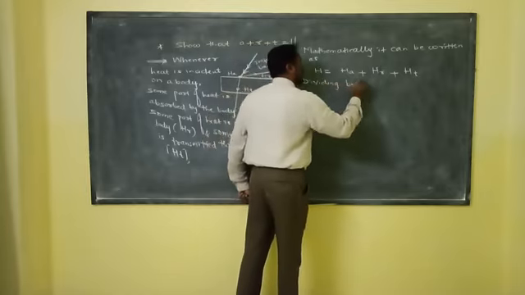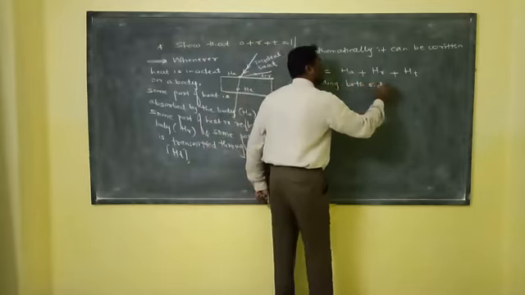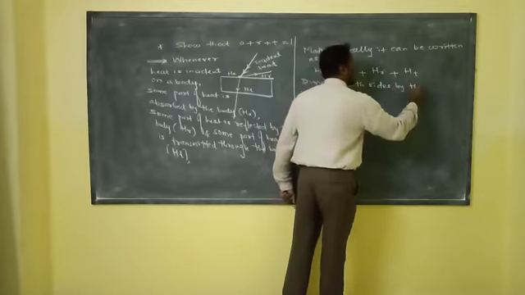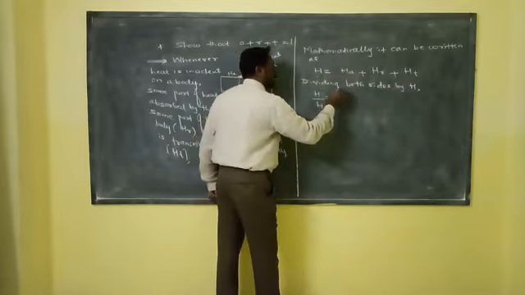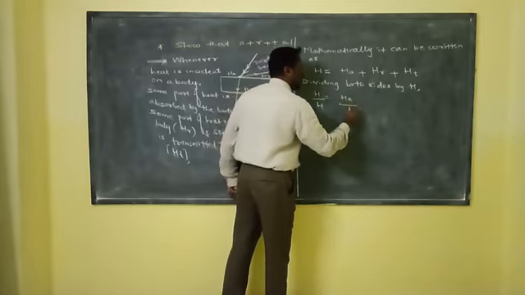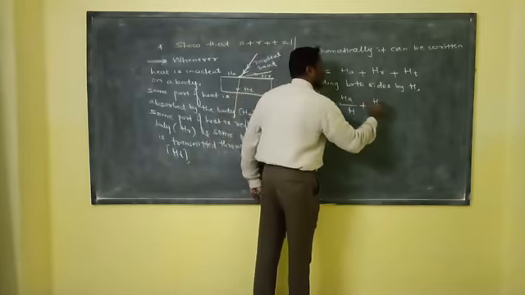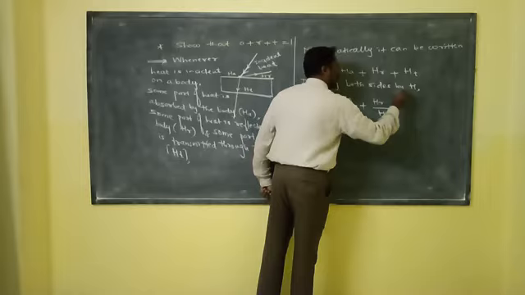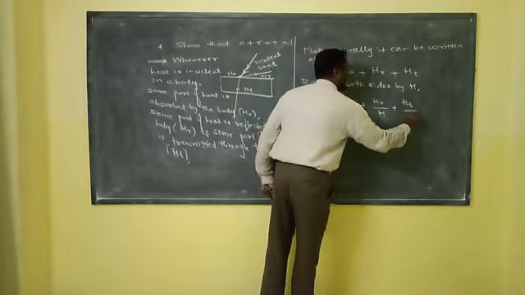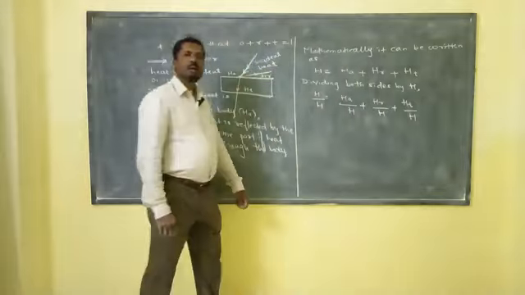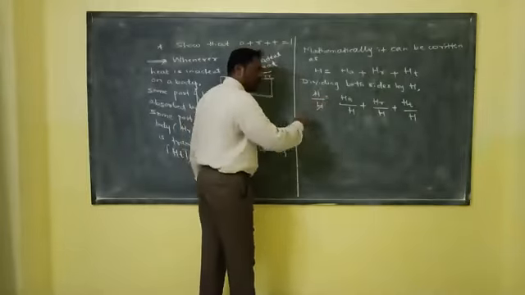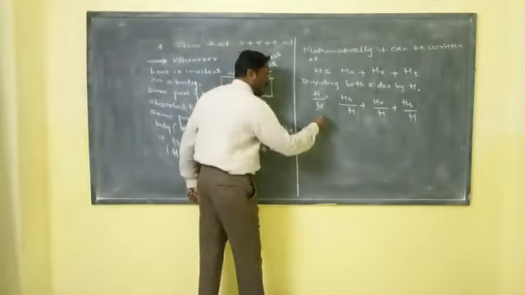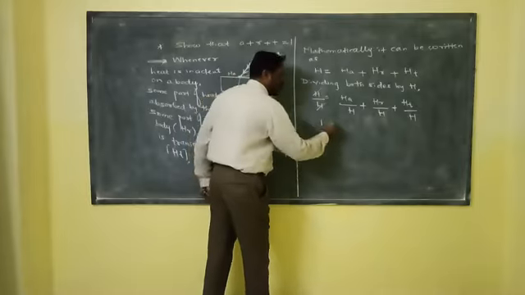Dividing both sides by H, we get H upon H is equal to HA upon H plus HR upon H plus HT upon H. Then this factor H gets cancelled on the left. What remains here? 1.